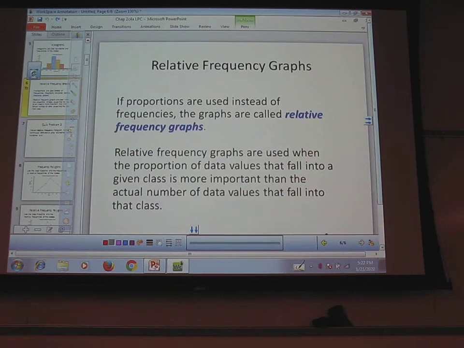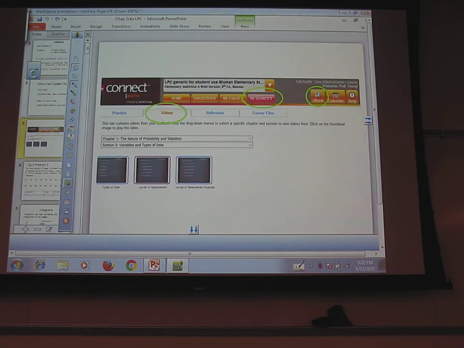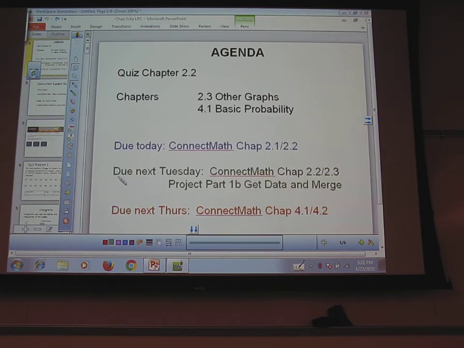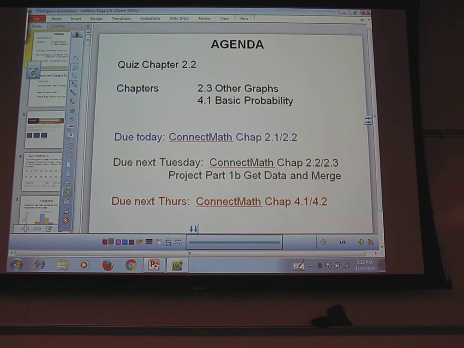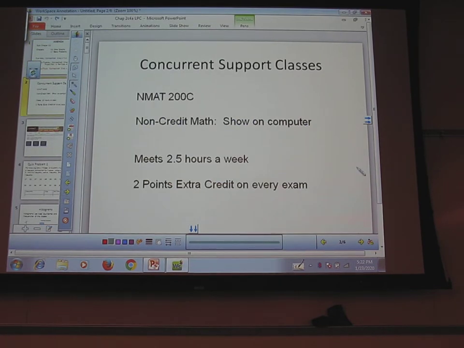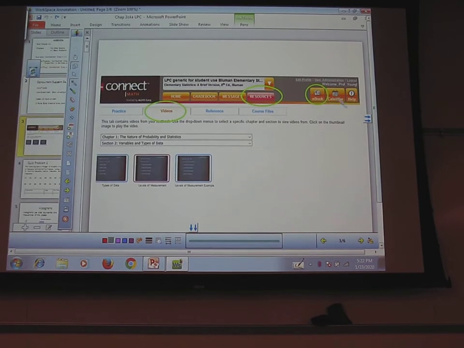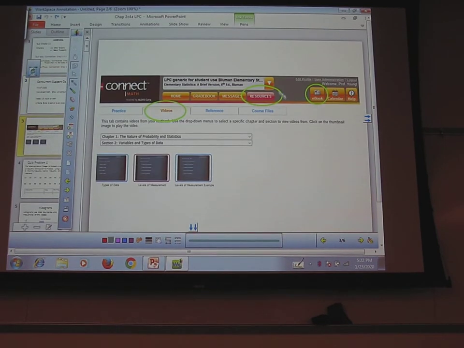All right, so I'll just run back really quickly and remind you of the things going on today. Quiz, chapters we're covering, things that are due coming up. Don't forget to sign up for concurrent support classes because they're 2 points extra credit. And then there are some great resources like the ebook. And if you click on resources, there are also videos you can watch, which are great.